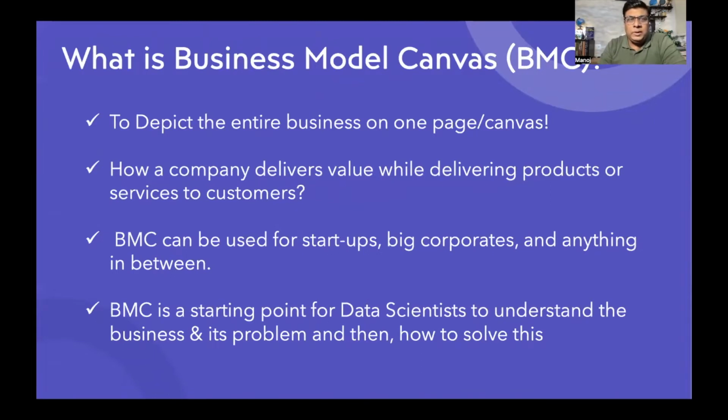Business model canvas, as the name suggests, is a one-pager canvas. Within that one pager, it provides you a complete understanding of what this company is all about, what type of value it provides, and how this entire BMC is structured in such a way that all the components within the BMC depict a particular value proposition about the organization.